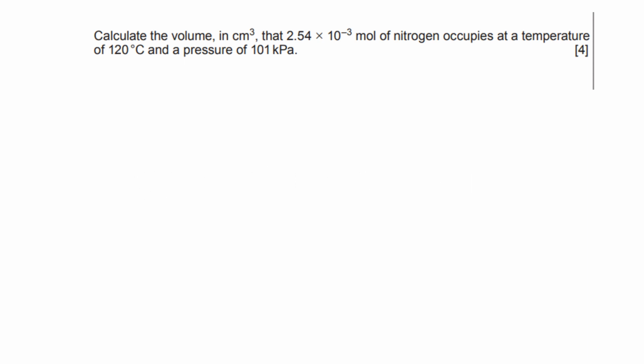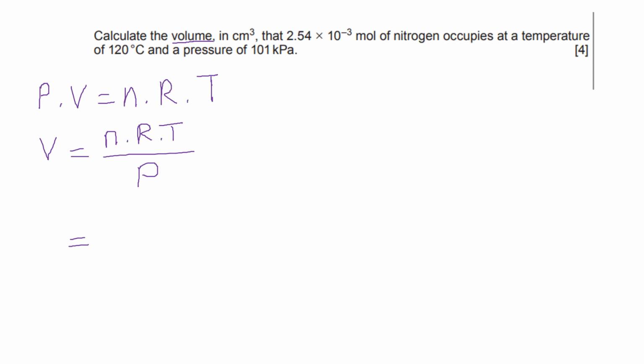So this question says, calculate the volume in centimeters cubed that 2.54 times 10 to the minus 3 moles of nitrogen occupies at a temperature of 120 degrees Celsius, pressure of 101 kilopascals. So we know firstly that P times V equals n times R times T. The aim of this question is going to be to calculate the volume. So we can then say that volume equals number of moles times R times T divided by P.